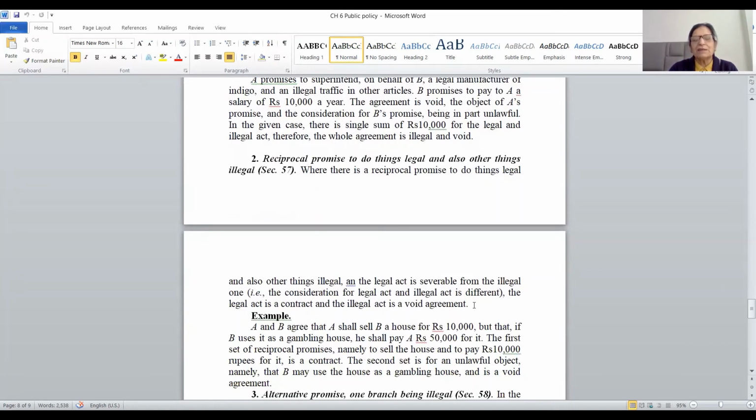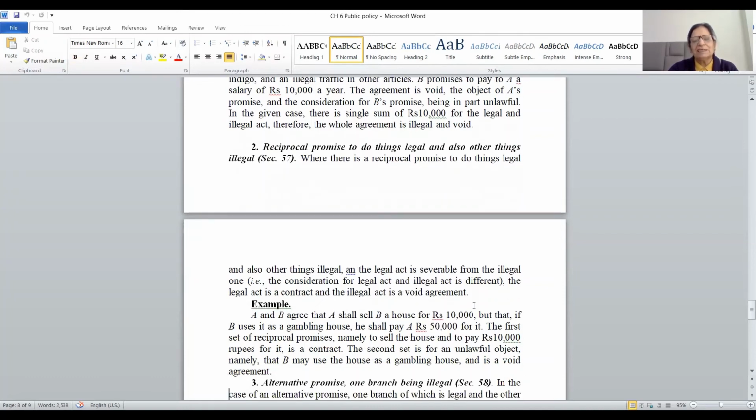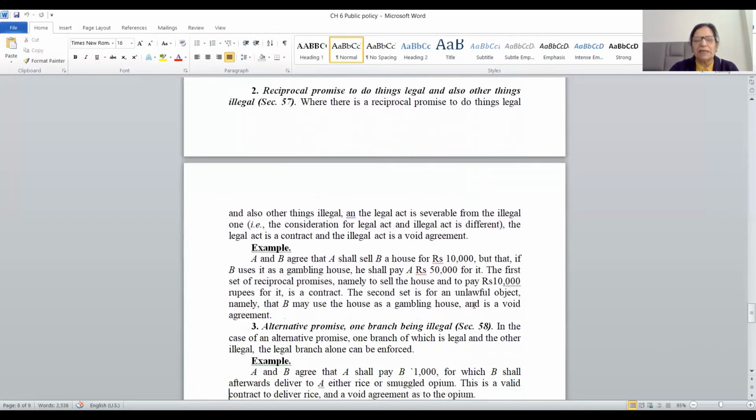Consideration is not the single sum of money, but consideration is separate for legal and separate for illegal. The same example I will take and explain. If 20,000 is given to the employee for manufacturing of legal part and 30,000 for manufacturing of illegal part, then the legal part is a contract and the illegal part is void and illegal agreement. So friends, I hope you are clear about all these points which I have explained.